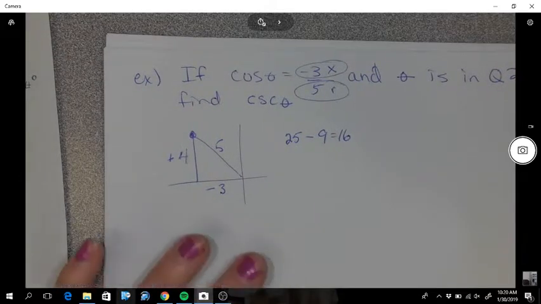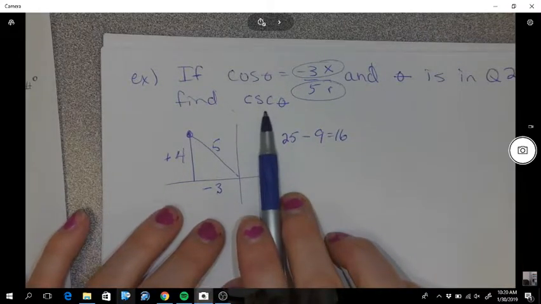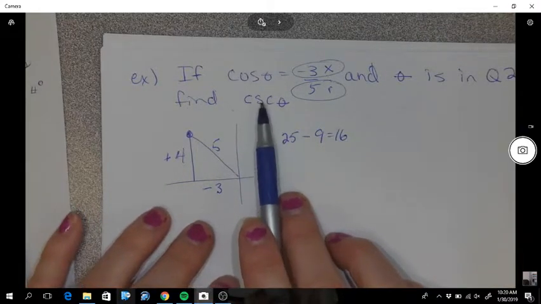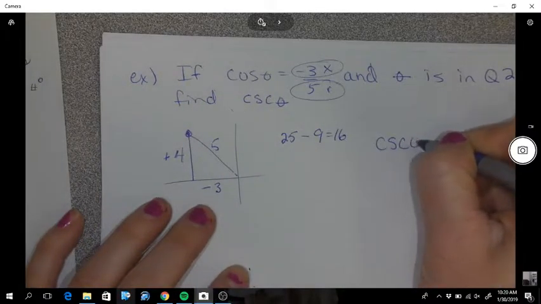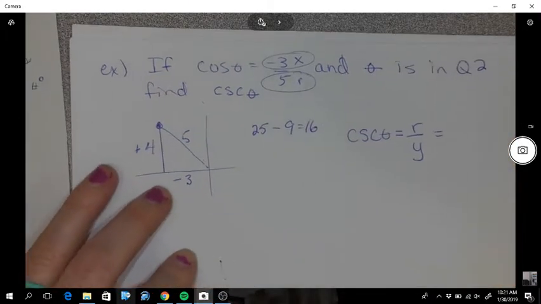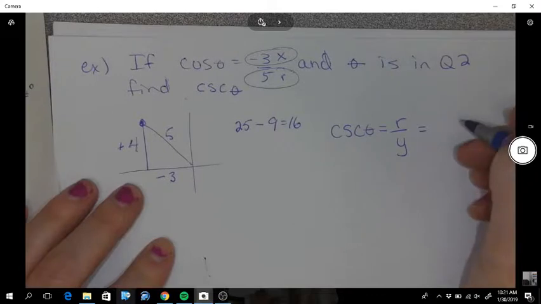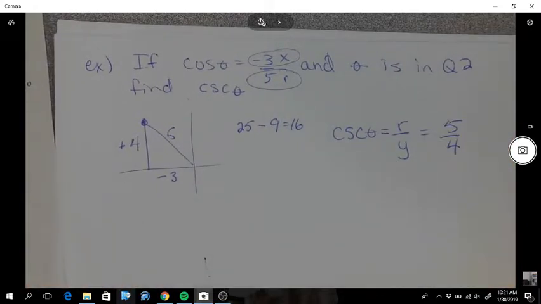Okay, so now let's answer the question. So cosecant is the opposite of sine. So now we're going to be doing the r divided by the y. So your answer is 5/4.